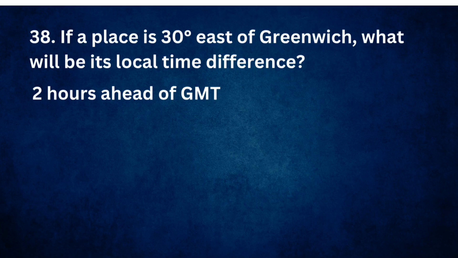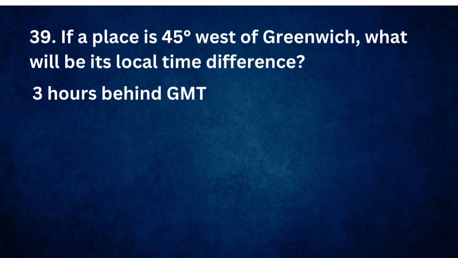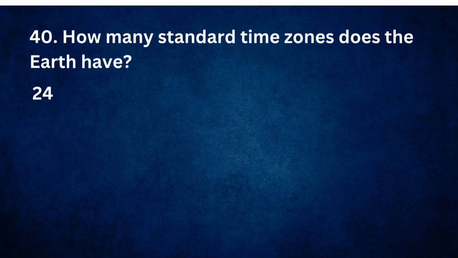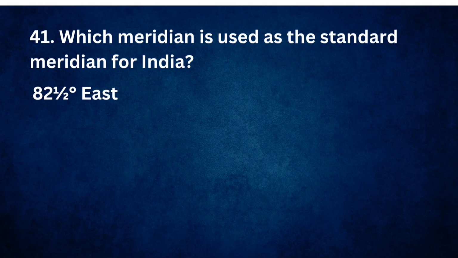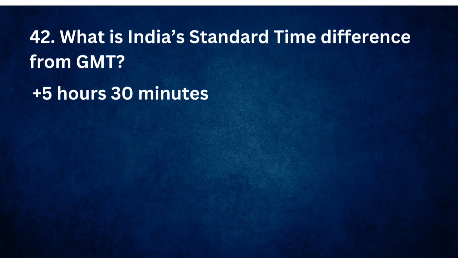If a place is 30 degrees east of Greenwich, what will be its local time difference? 2 hours ahead of GMT. If a place is 45 degrees west of Greenwich, what will be its local time difference? 3 hours behind GMT. How many standard time zones does the Earth have? 24. Which meridian is used as a standard meridian for India? 82.5 degrees east. What is India's standard time difference from GMT? 5.5 hours.